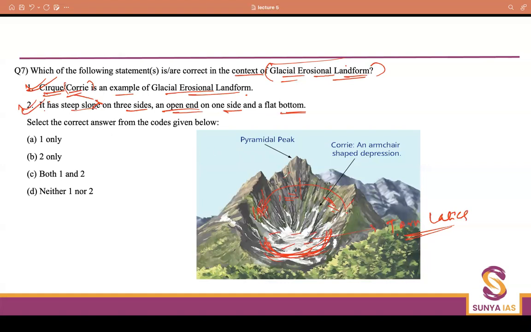Okay, we had just seen and understood what a quarry or glacier or cirque is. This is your pyramidal peak, the highest peak. Horns, arêtes. This is an arête from both sides. So the correct answer from the given code is that both 1 and 2 are correct. The correct option is option C, that is both 1 and 2.